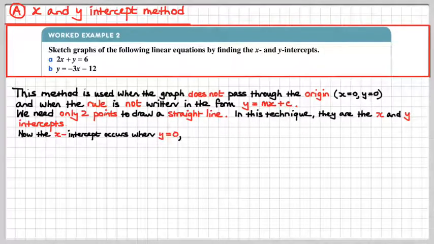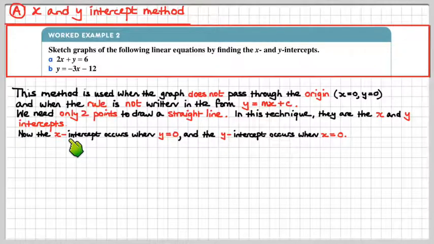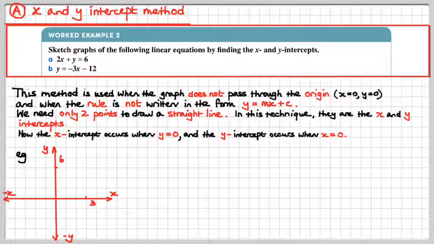Now, this is what you need to know. The x-intercept occurs when y equals 0, and the y-intercept occurs where x equals 0. The x-intercept is where the graph crosses or cuts through the x-axis, and the y-intercept is where the graph crosses or cuts through the y-axis. Here is an example for you. I've found a y-intercept of plus 6, and an x-intercept of plus 3.